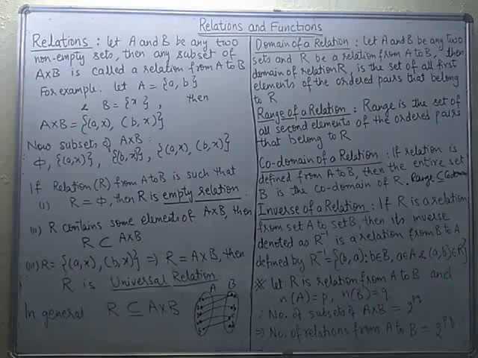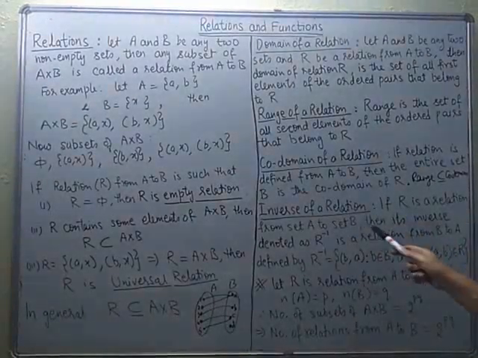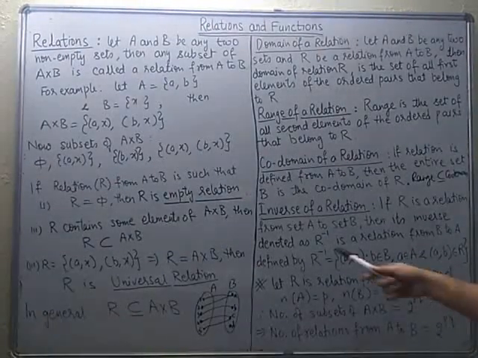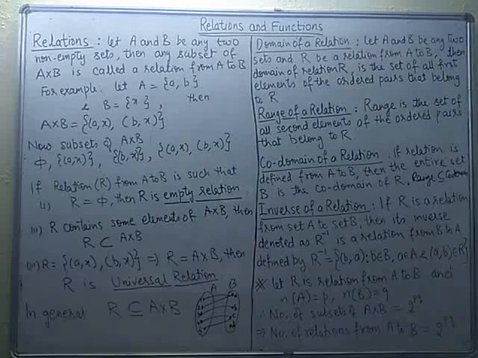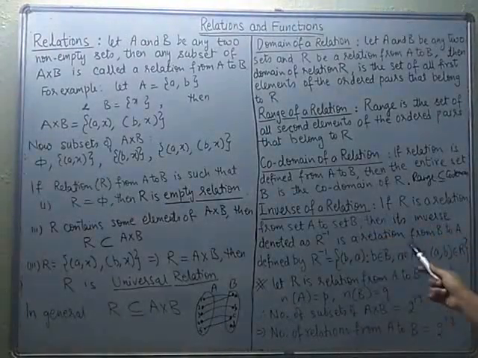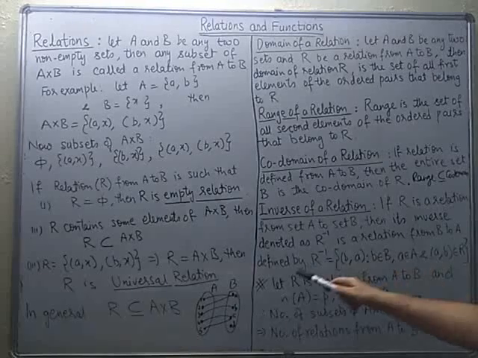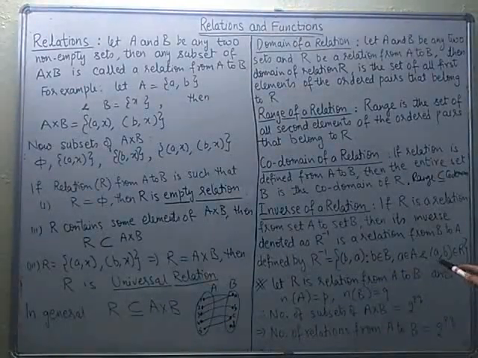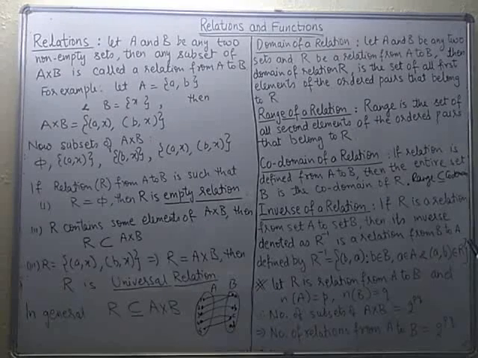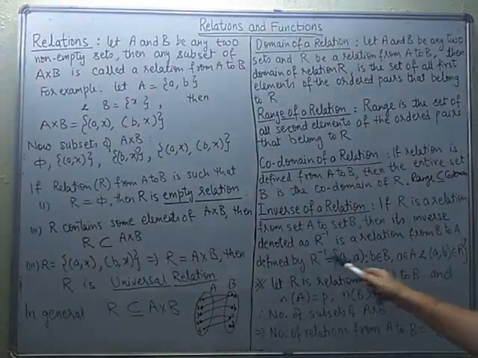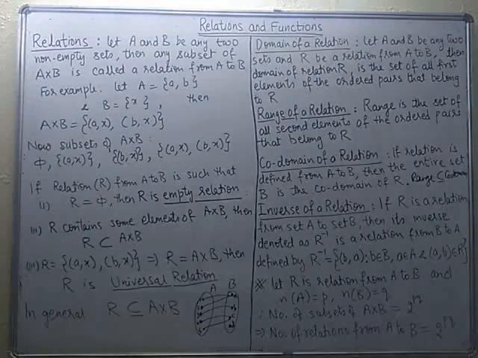Then talking about inverse of a relation, if R is a relation from A to B, then inverse will be from B to A. It is denoted with R with a superscript -1. And how are we going to define it? If (A, B) belongs to R, then its inverse will be (B, A). That will be the element of R inverse, where B will belong to the set B and A will belong to the set A. So the position of the elements in the ordered pair is going to change.